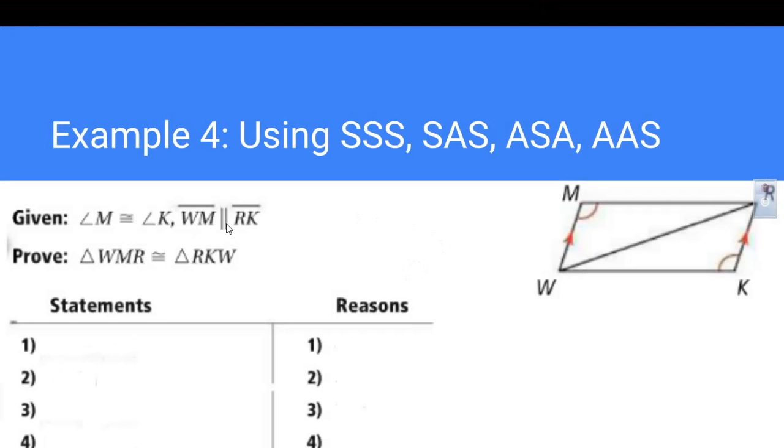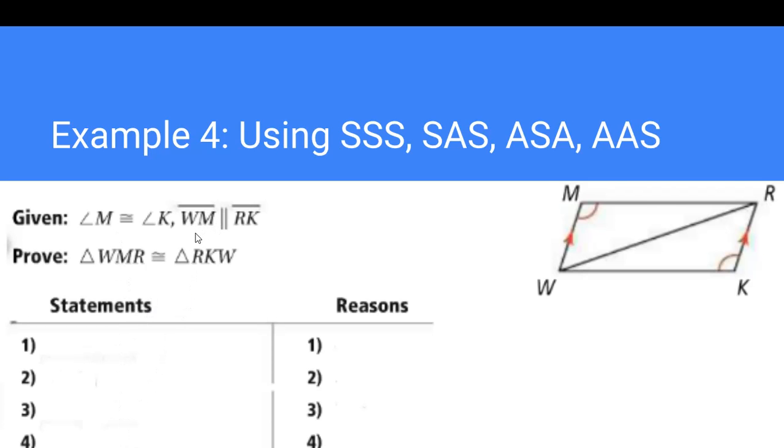Remember what happens when we have parallel lines. So you can go back and look at that example. Try to do it on your own. But in this problem, we're given that angle M is congruent to angle K. WM is parallel to RK, and we're trying to prove that triangle WMR is congruent to triangle RKW. So pause the video now, try to work out as much as you can, and then come back and check your answers when you're done.